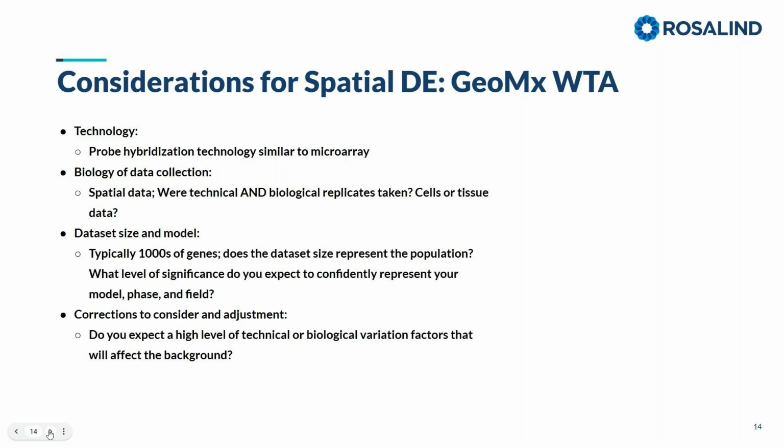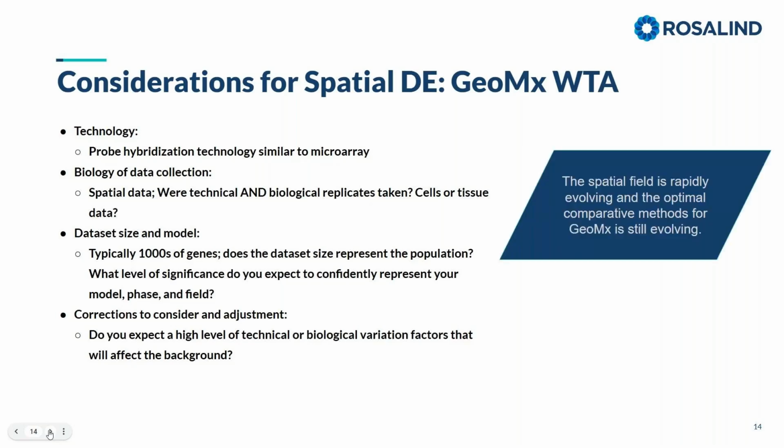And then do you expect additional corrections? Do you expect a high level of technical or biological variation factors to affect your background? Do you need to correct for these things, and do you expect them to not have been corrected by your normalization?